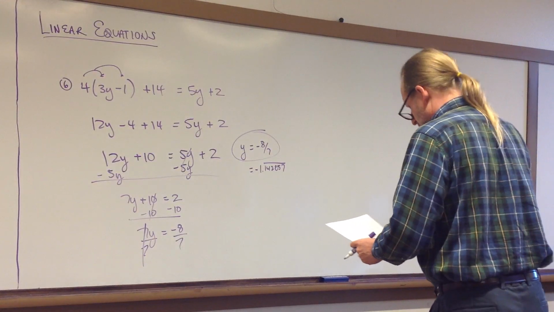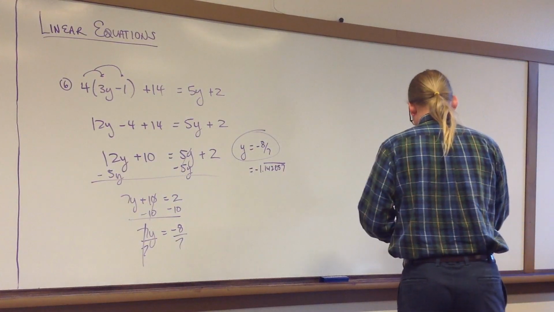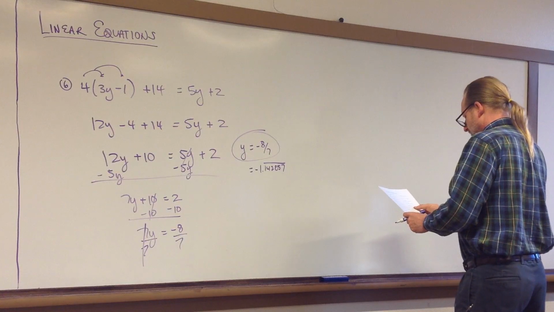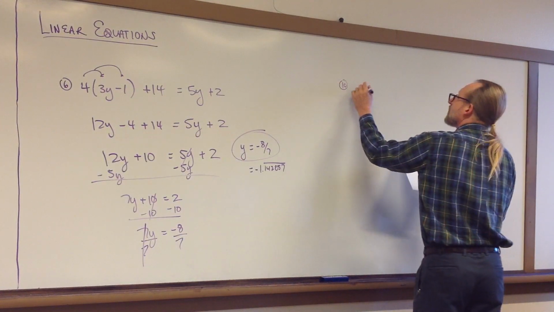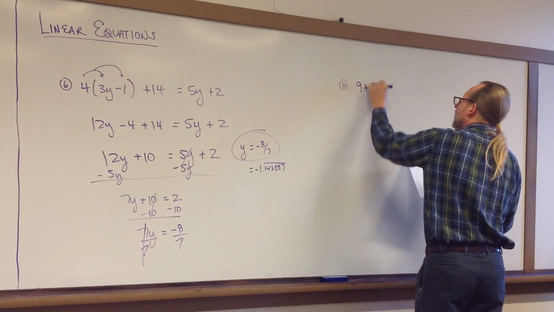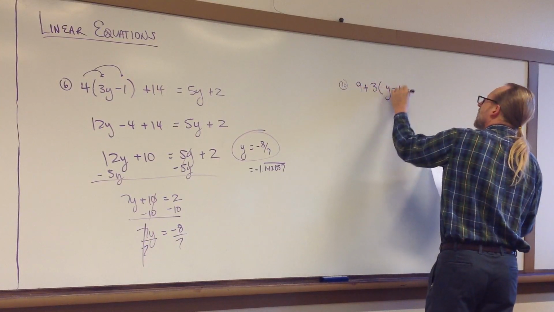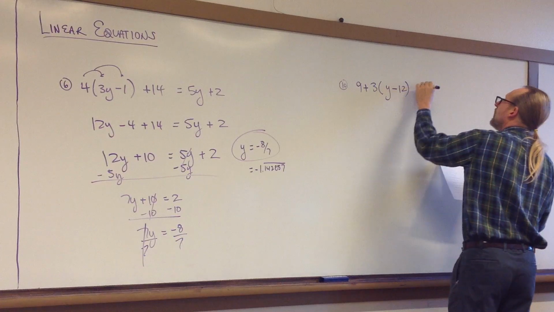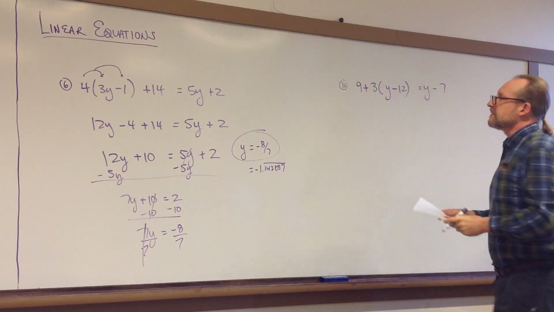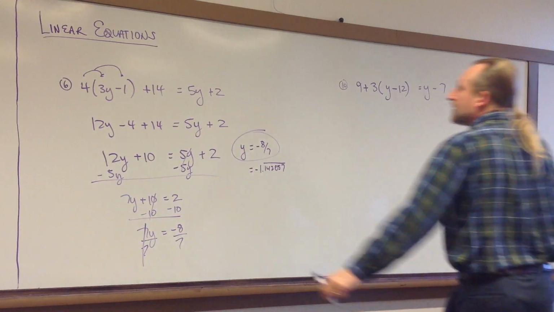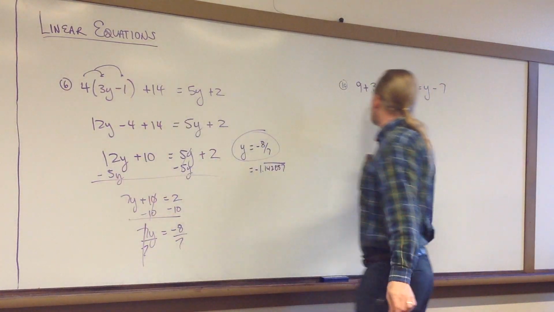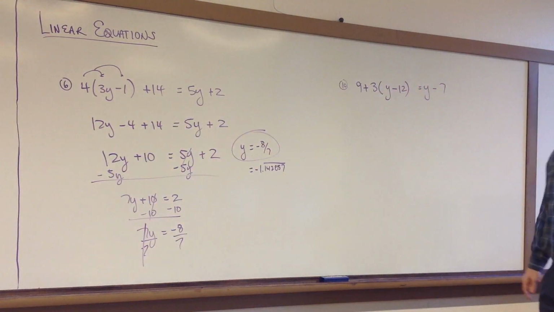Let's look at problem 10. Got 9 plus 3 times y minus 12 equals y minus 7. Well, this is very similar in setup to this problem over here. We just need to distribute this 3 into the parentheses.